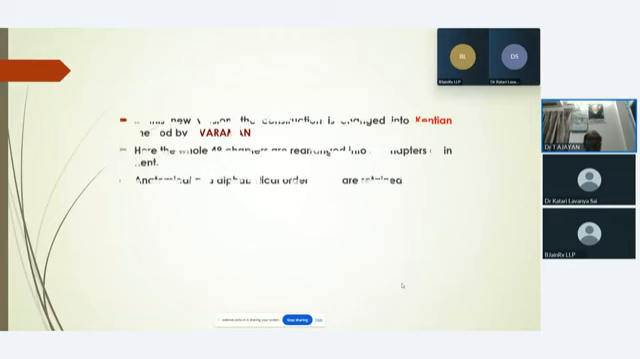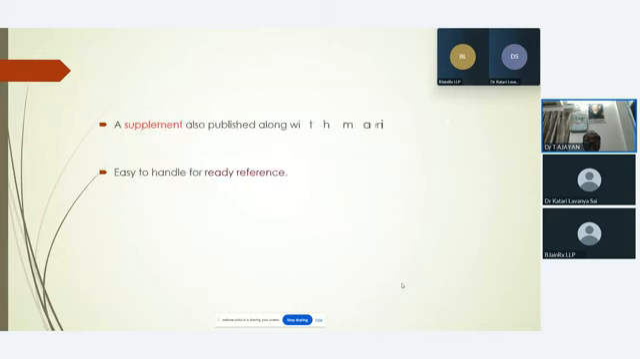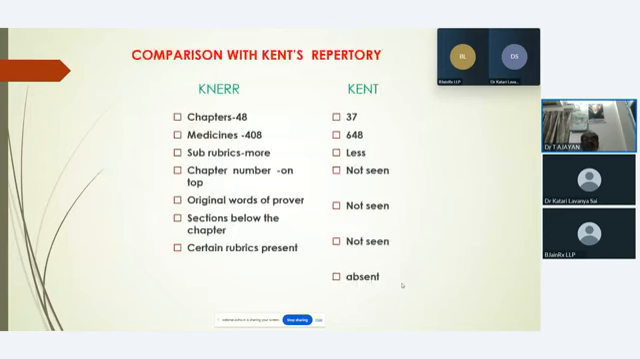Then a supplement is also published along with the main repertory, containing easy-to-handle references. Look here, a comparison of the Knerr Repertory and the Kentian method, which we have converted. In the Kentian Repertory, there are 48 chapters, here 37. In the Kentian Repertory there are too many medicines, more than 200 additional medicines.